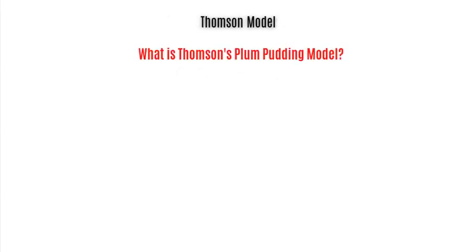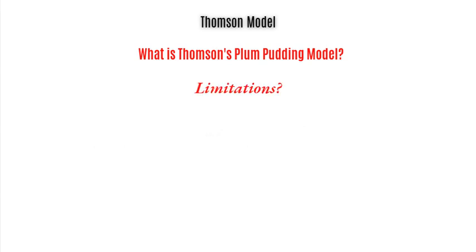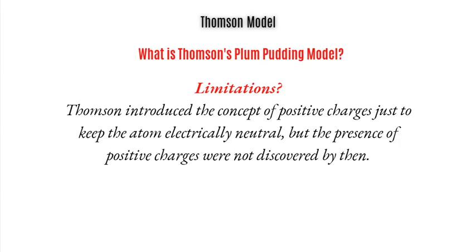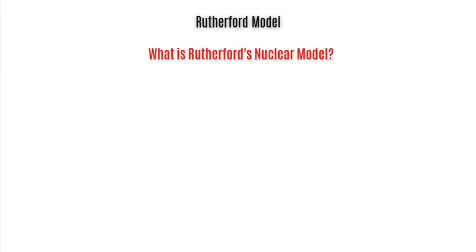What is Thomson's Plum Pudding Model? J. J. Thomson's model, proposed in 1904, depicted the atom as a sphere of positive charge with negatively charged electrons embedded within it like plums in a pudding. What are the limitations of Thomson atomic model? Thomson introduced the concept of positive charges just to keep the atom electrically neutral, but the presence of positive charges was not discovered by then. The model could not explain certain experimental results, such as the scattering of alpha particles observed in Rutherford's gold foil experiment.